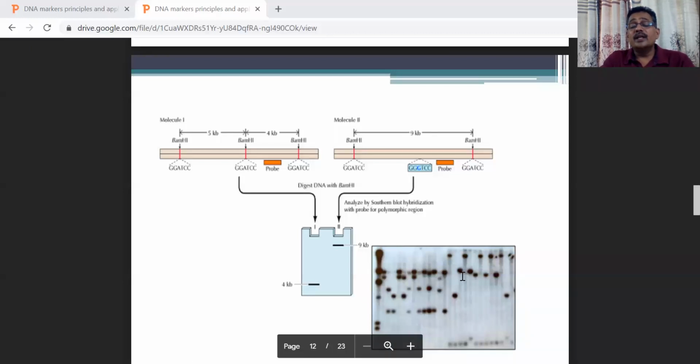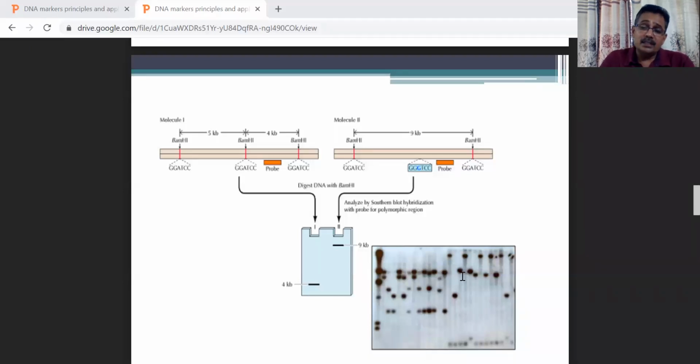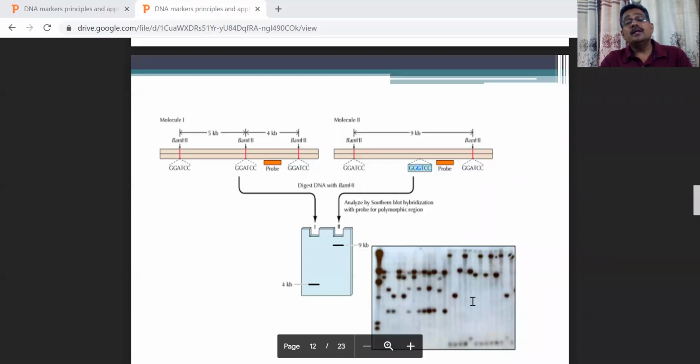Here also, this is a codominant marker. For example, if you have two different parents, one parent has the top allele and the other parent has the bottom allele. Hybrids have both alleles. So this is a codominant marker. People used this for differentiation of varieties or construction of linkage maps.